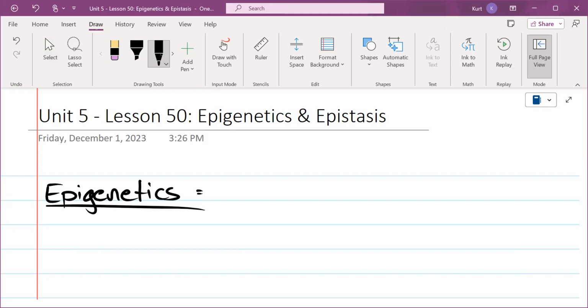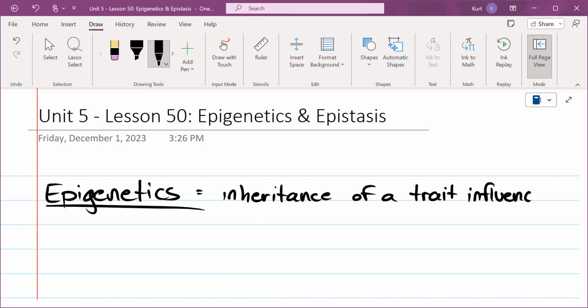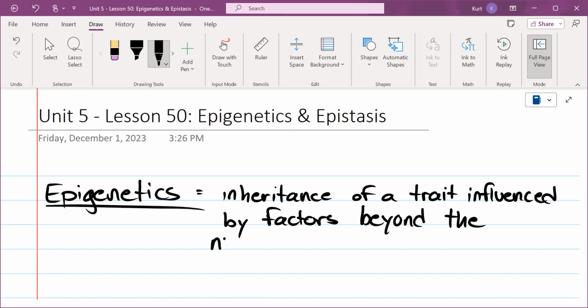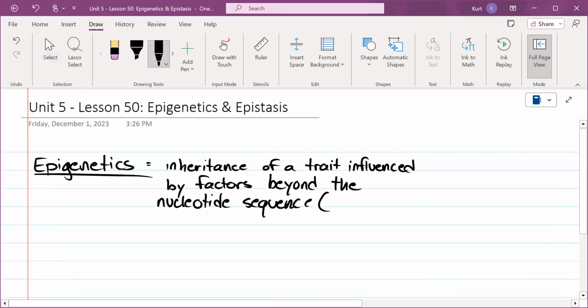So it is inheritance influenced by factors beyond the nucleotide sequence. And you're going to hear all about that in Unit 6. Your nucleotide sequence is your literal genetic code. Adenine, guanine, thymine, cytosine, A, T, C, G, and so on, all that stuff. That's your genetic code. This is essentially your genotype.